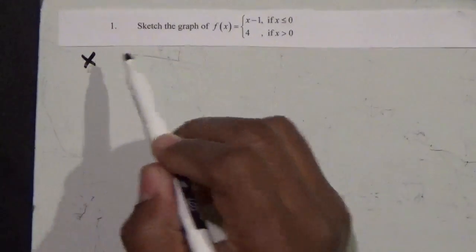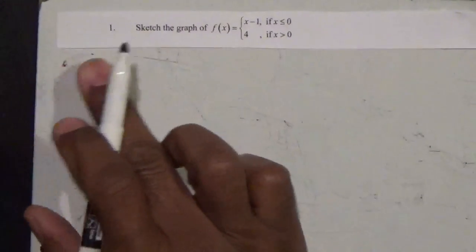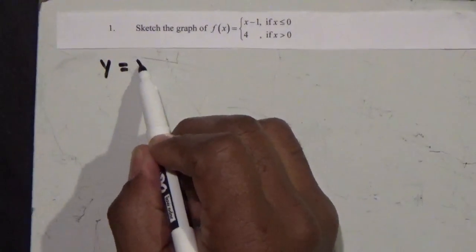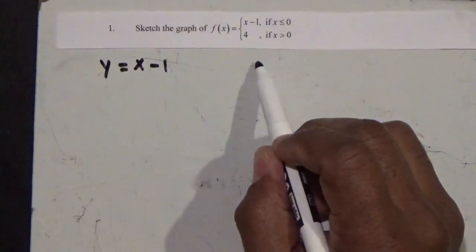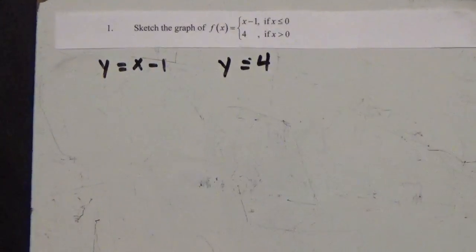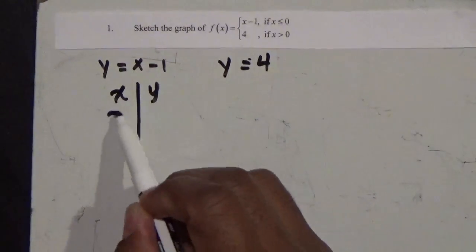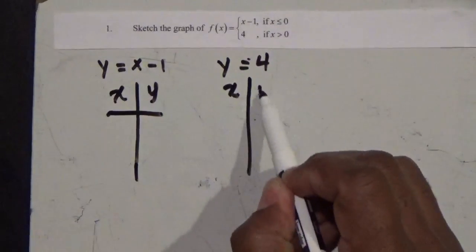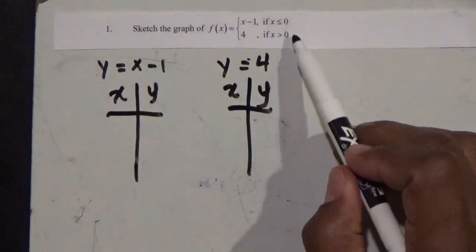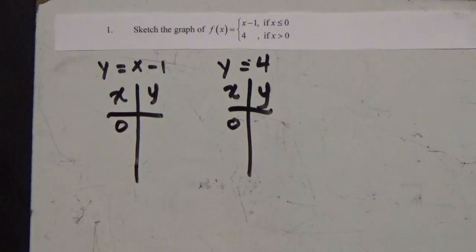class is that we first want to recognize how many pieces we have. In this case we have 2 pieces. We have a piece that gives us y is equal to x minus 1, and we have a piece that gives us y is equal to 4. We make 2 tables of values, and in those tables we want to find our critical point. In this case our critical point is 0, and that's the point we want to put in both tables.